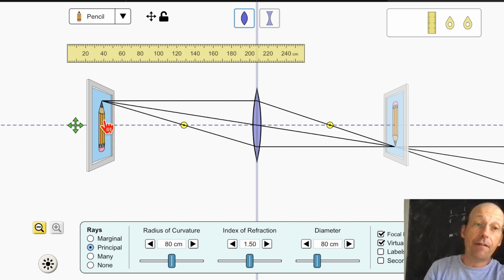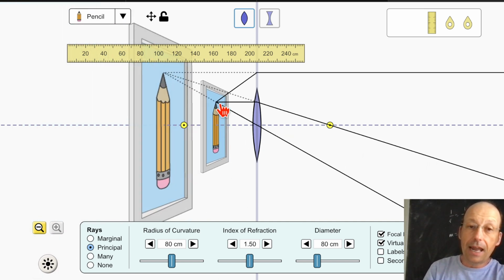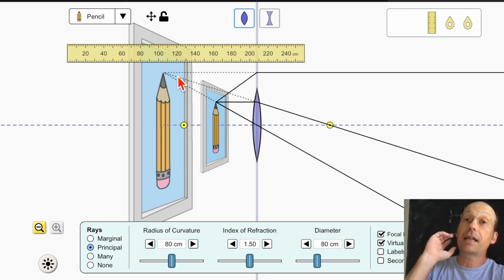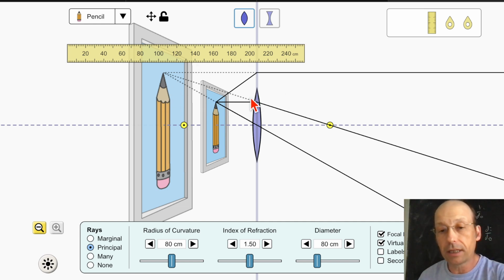What happens if I have this closer than the focal length right here? You'll notice that now these 3 rays pass through in such a way that they do not actually cross, but my eyes can trace them back and it looks like it's over here. That's a virtual image because they don't actually cross there. You can't project that onto paper. Also, this would be a negative object distance because it's on the wrong side of the lens.